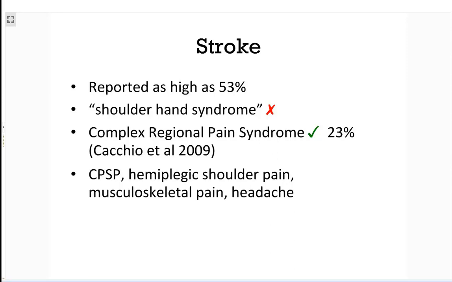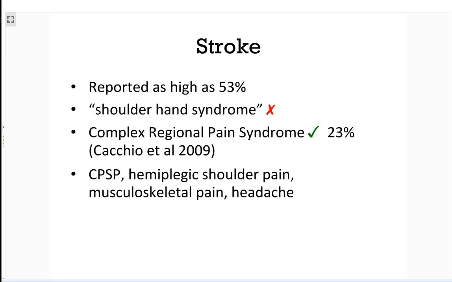Looking at the term of complex regional pain syndrome, which is a really well-studied pain state, Caccio in 2009 actually found that of their large study sample, 23% of their stroke survivors actually met the criteria for complex regional pain syndrome. So having pain along with motor dysfunction, along with abnormal, potentially sweating or inflammatory responses going on. So we can start to match some of our clientele with some of the pain literature that's established in other pain states.